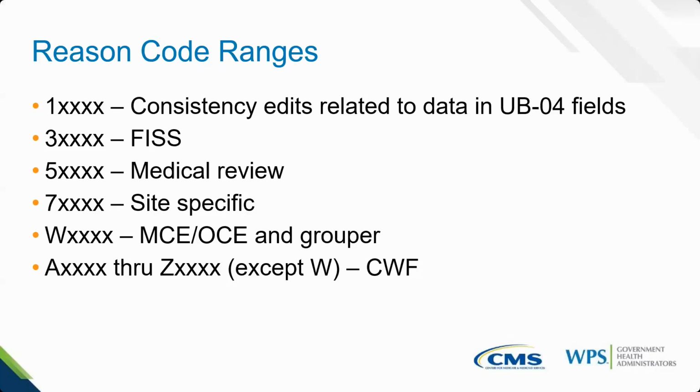The last bullet is for other alpha reason codes. Now, these are common working file or CWF edits, and I always considered common working file to be kind of the beneficiary's master record, because claims from all of the different Medicare contractors are all posted to common working file. So it literally keeps track of everything. Although common working file edits could begin with any letter of the alphabet except for W, the most common letters that you are going to see are the letter C, E, and U.